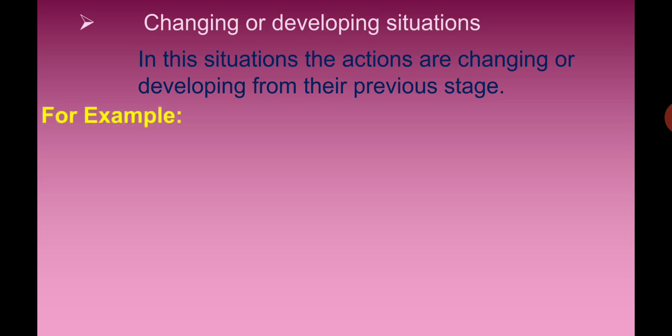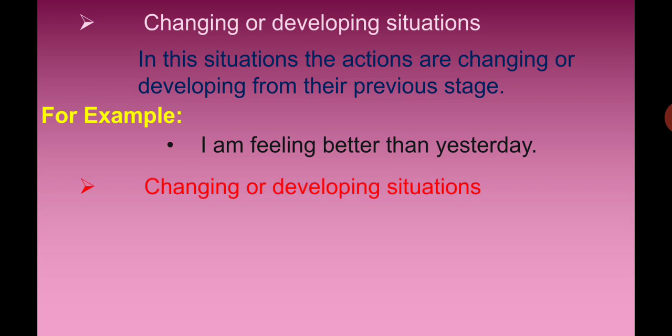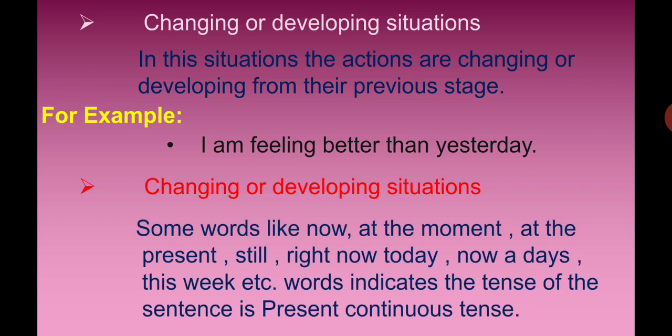Let's see the example and understand. I am feeling better than yesterday. It means that yesterday I was sick and today I am feeling better than yesterday. So the situation is changing. So in this type of possibility, we use the verb in the present continuous tense form. The next is changing or developing situation. Same is that some words like now.